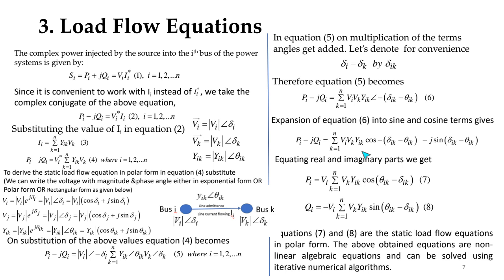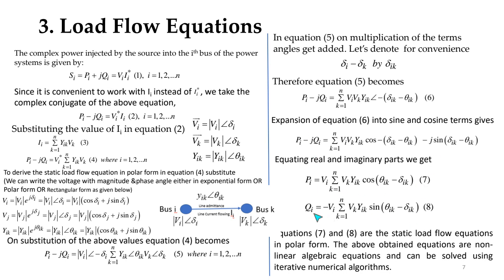For the real power, the cos term comes in. So you have Vi as a constant that is taken out, and Vk, Yik cos of theta ik minus delta ik, because this minus is operating here. If you operate, minus minus becomes plus, and delta ik is minus. So that's why theta ik minus delta ik, which is represented as the real power in equation number 7.